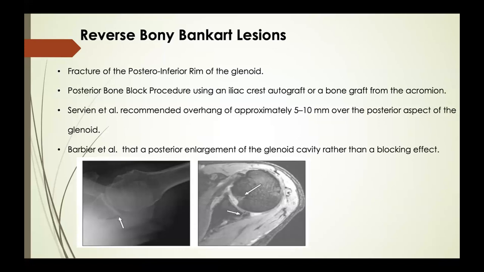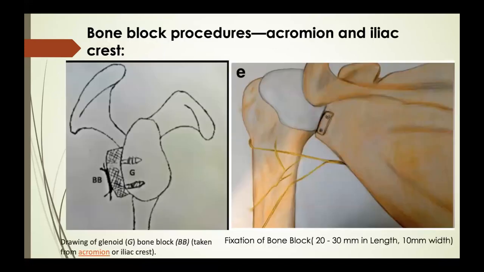And in this case, Barbier et al. describe posterior enlargement of the glenoid cavity rather than a blocking effect. The diagram represents the bone block procedure with acromion or iliac crest bone graft. In this procedure, they increase the surface area of the glenoid and improve the stability of the patient.